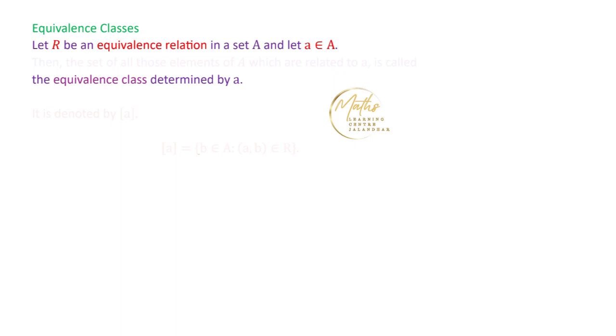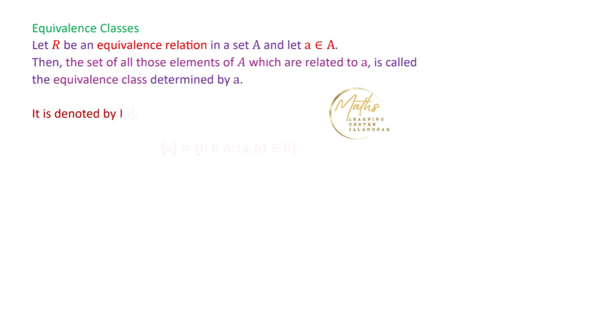The equivalence class determined by this element is basically the set of all those elements of A which are related to a by this relation R. And this equivalence class is denoted by this symbol. So we are saying the equivalence class of any element a of A is equal to those elements of this set which are related to the given element a by this relation R. This definition will be more clear to you with our next example.